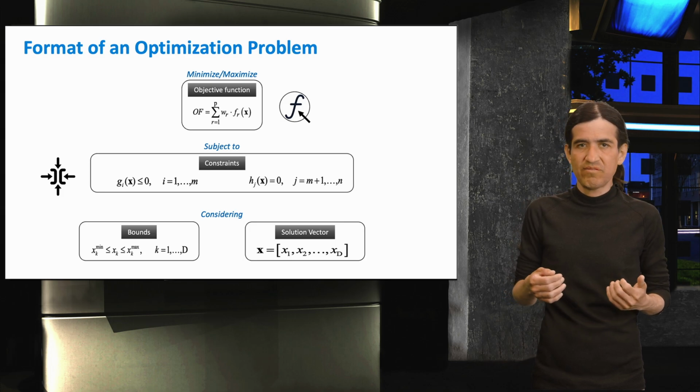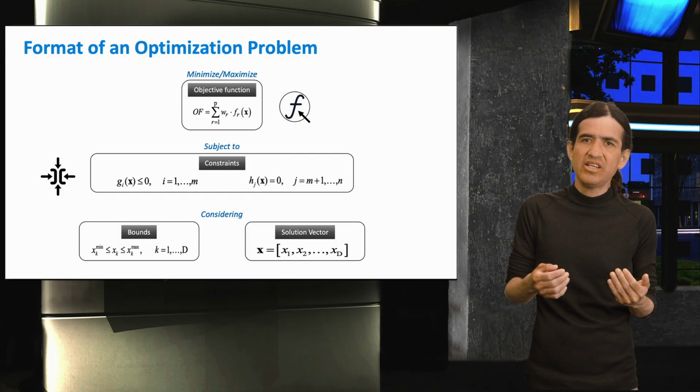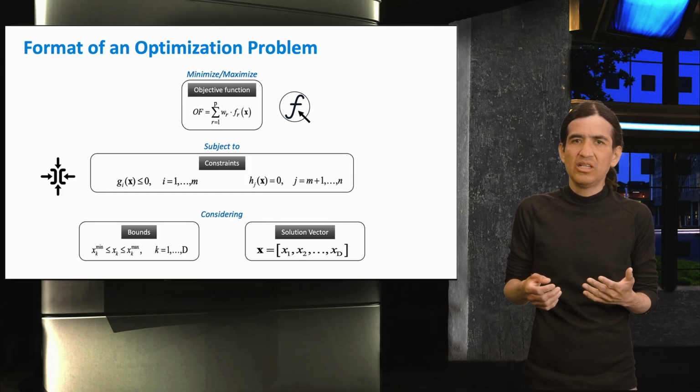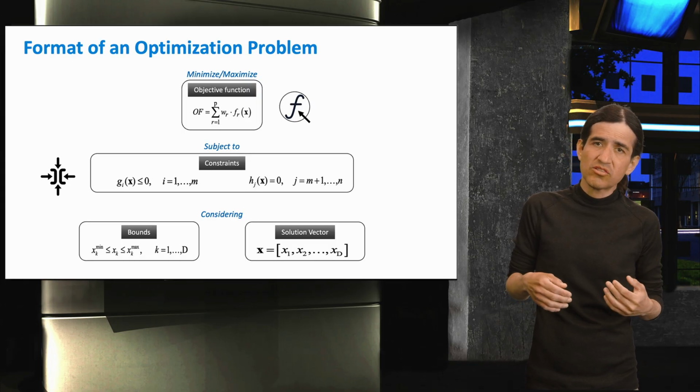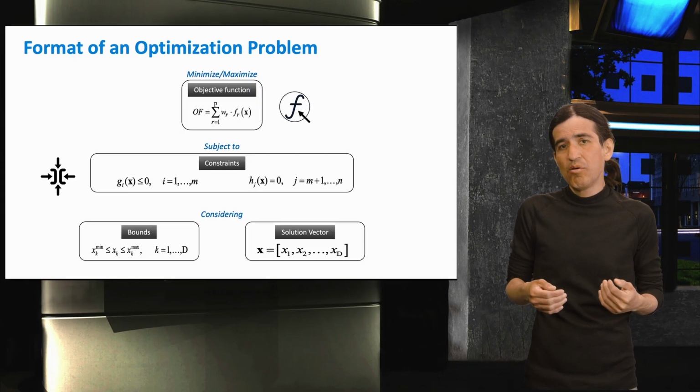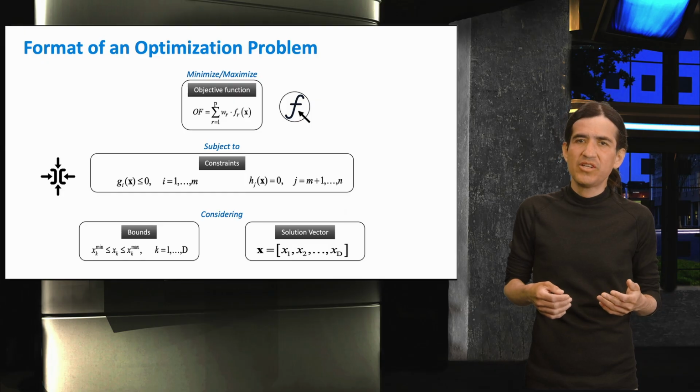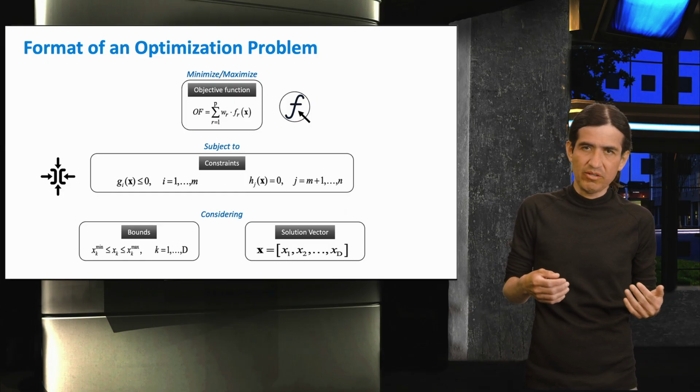And lastly, the objective function. What you see here is the most generalized form. It is a summation of different functions with weights associated to each of them, providing you with a simplified multi-objective problem as a single objective problem.